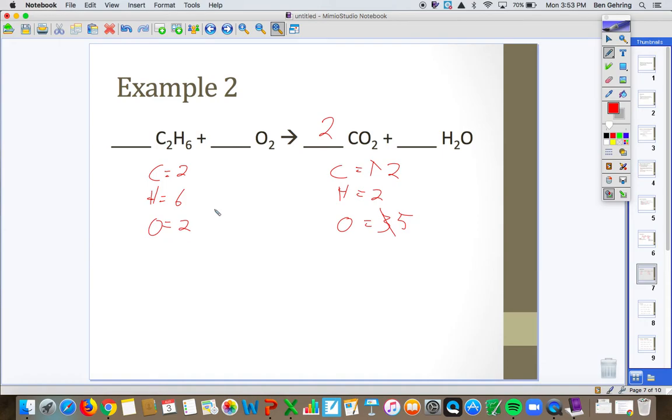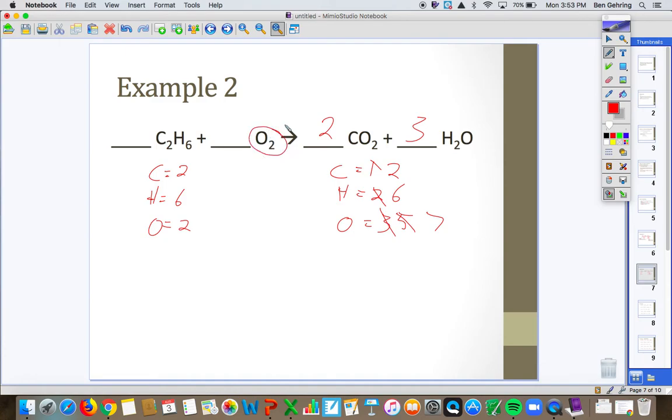My hydrogens, I have 2 on this side and I have 6 on this side. So to get from 2 to 6, I need to put a 3 here. 2 times 3 is 6. 3 times 1 is 3, plus my 2 times 2, 4 over here. So 4 plus 3 is 7. So everything is balanced now except for oxygen, and because oxygen's by itself, that works out really well.